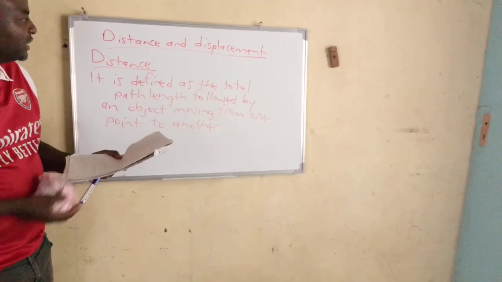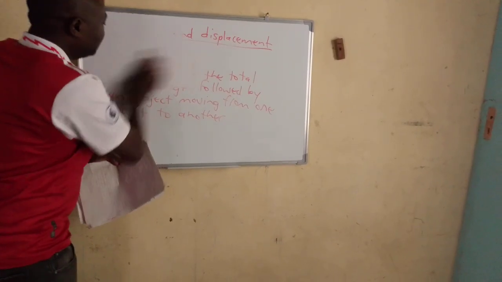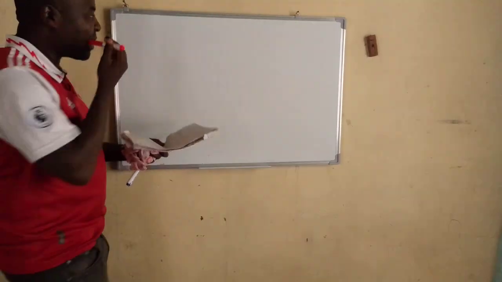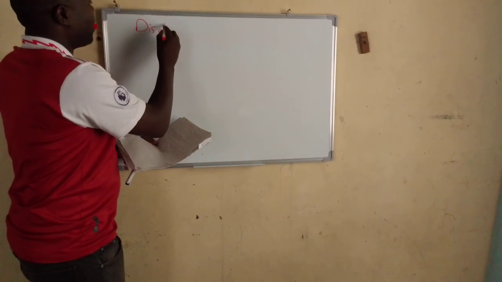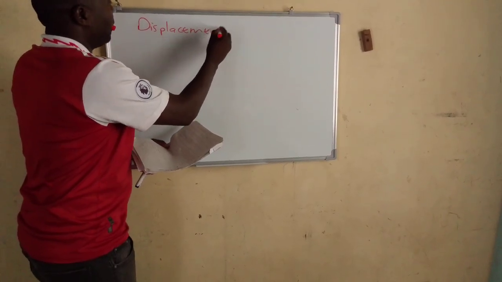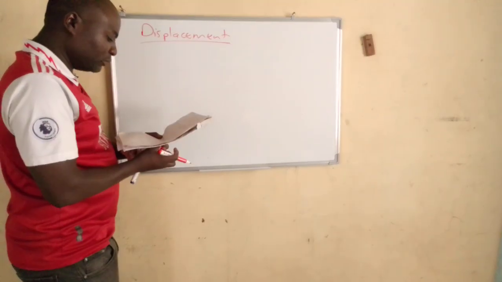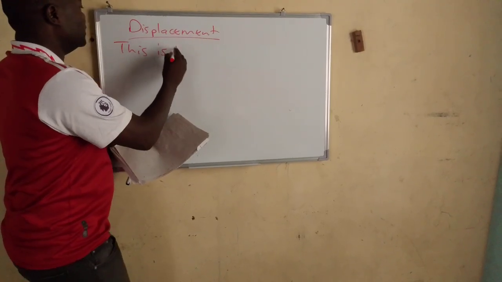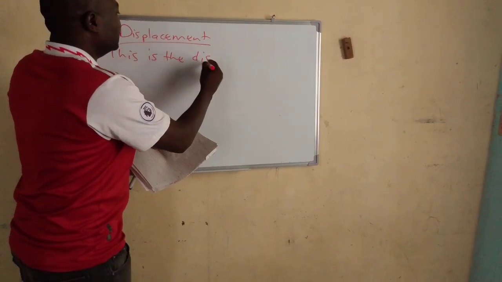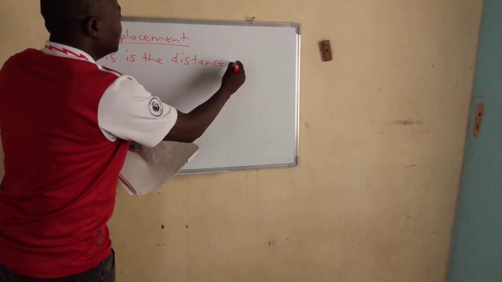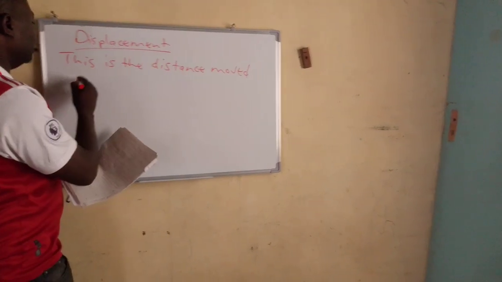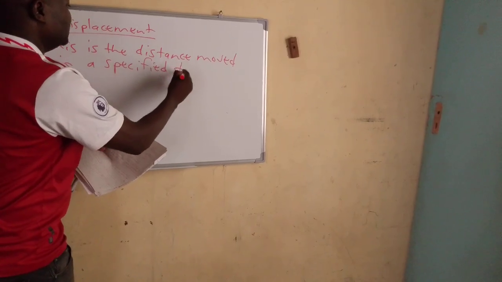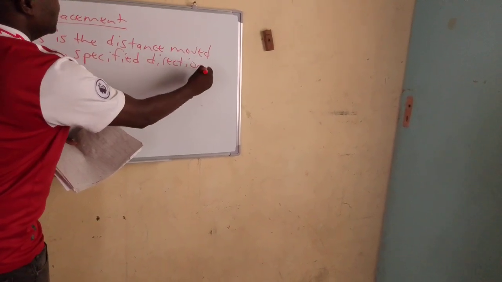Displacement. Let's define the term displacement. Now, what do you understand by displacement? This is the distance moved in a specified direction. Distance moved in a specified direction.